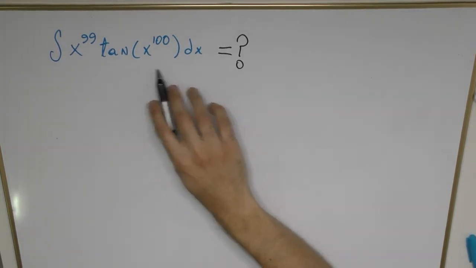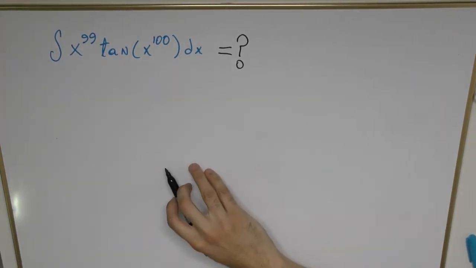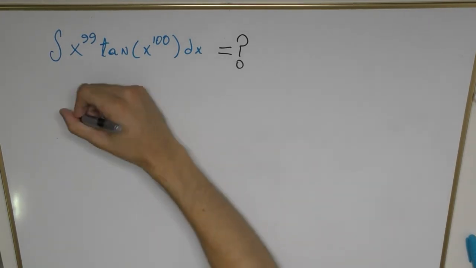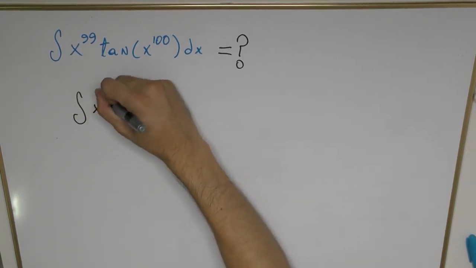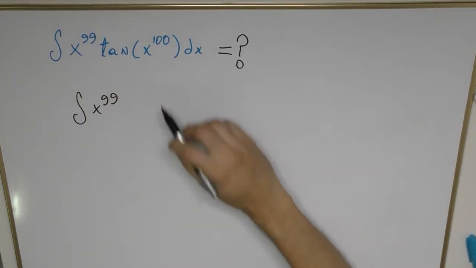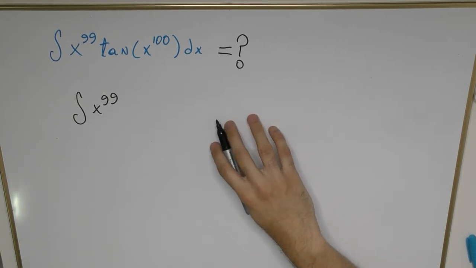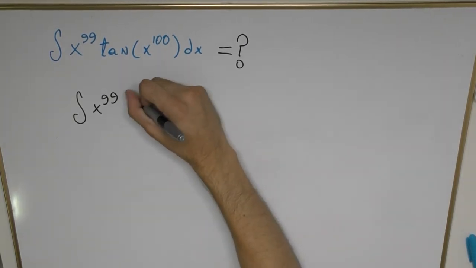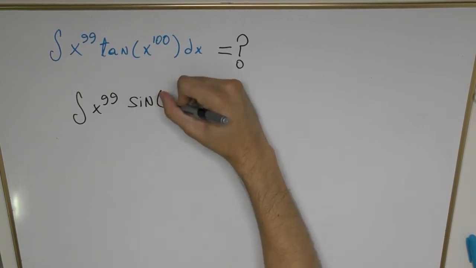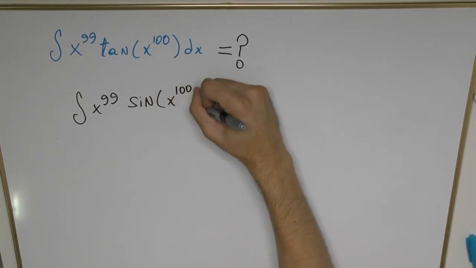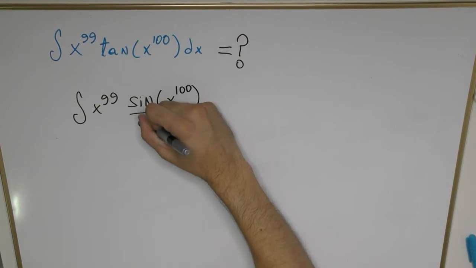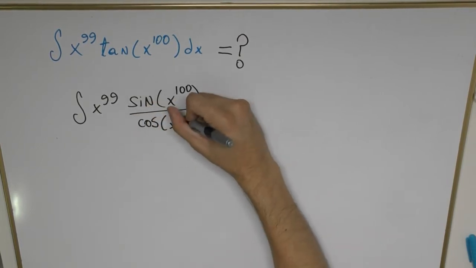Now, the first thing we should note is that we have a tangent function here, so one good thing to do whenever we're not sure about how to go in the next step is to represent this in terms of simpler functions. In this case, it's just going to be a ratio of sine of x to the power of 100 divided by cosine of x to the power of 100.